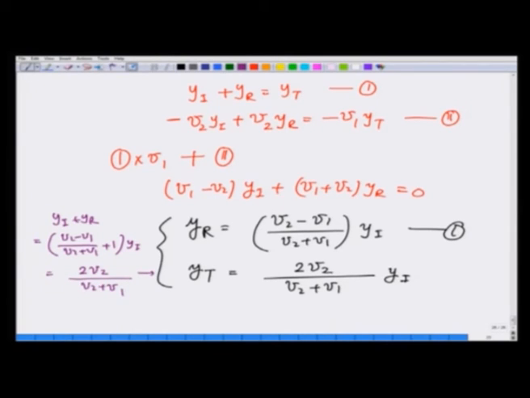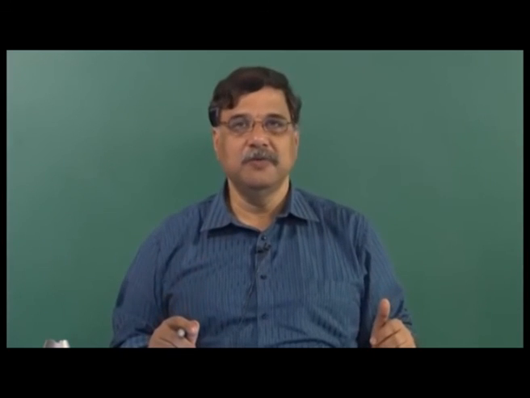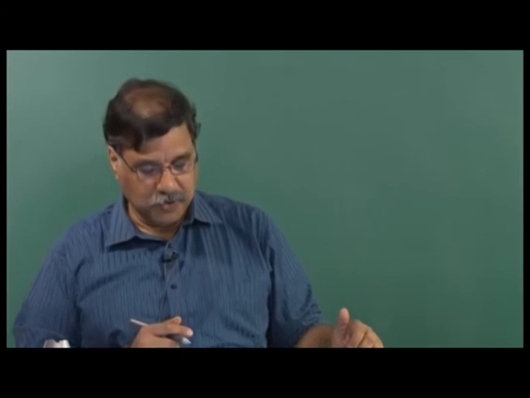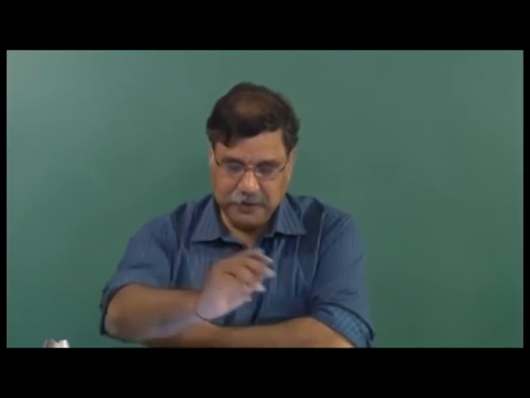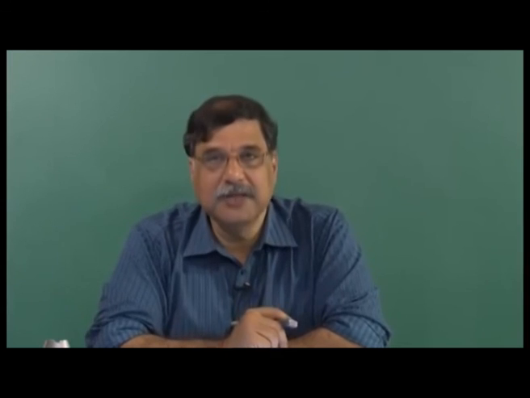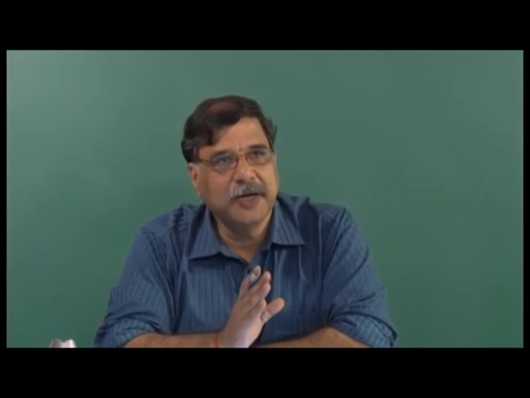Notice in this that if v2 is smaller than v1, y reflected is of opposite sign to y_I. That means, if I have a heavier string on the right hand side, which makes v2 smaller, I am going to have a phase change for the reflected wave. Now, this is the answer that we get for a wave on a string. You can also show with these amplitudes that the energy coming in is equal to the energy reflected plus energy transmitted, which is required by energy conservation.